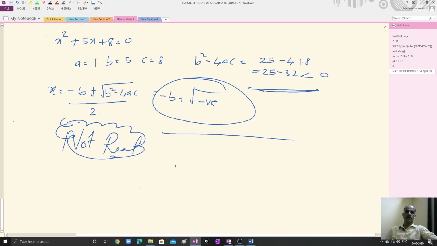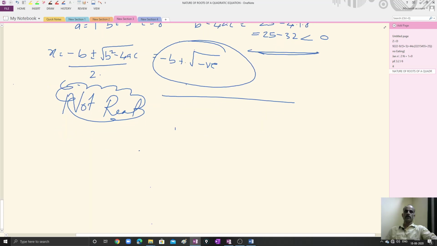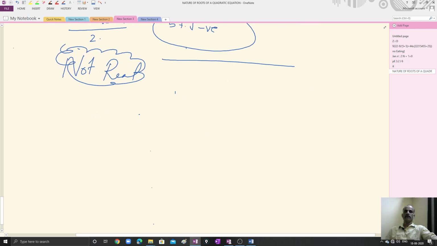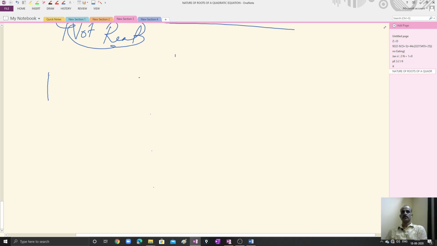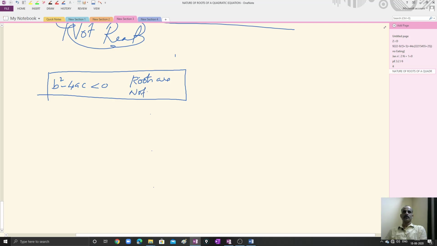When are they not real? They are not real when we have the third case, the third box. When b square minus 4ac is less than 0, then roots are not real.